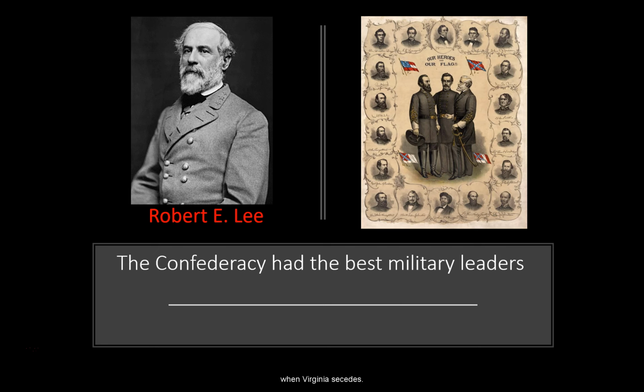And then when Virginia secedes, Lee tells Lincoln, I must go the way Virginia goes. And Virginia seceded, so Robert E. Lee ends up becoming the commanding general of the Confederate forces.